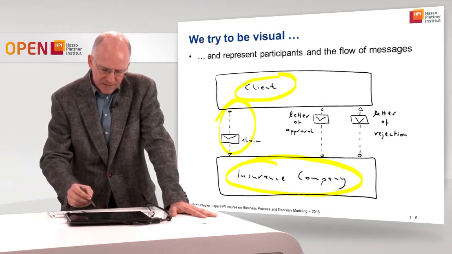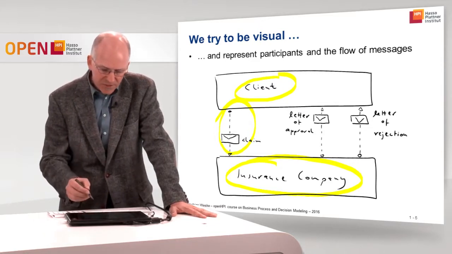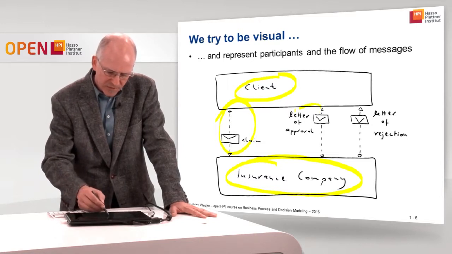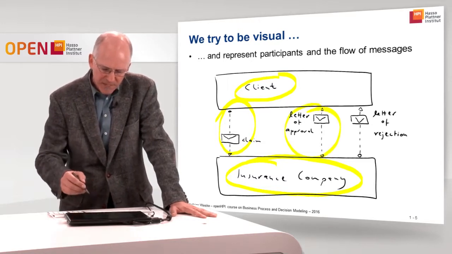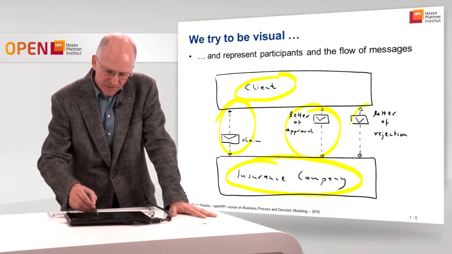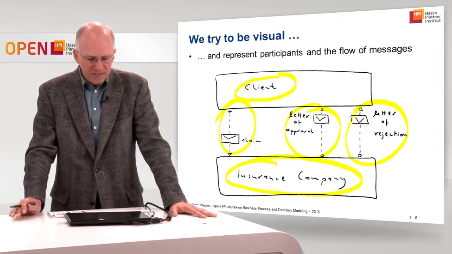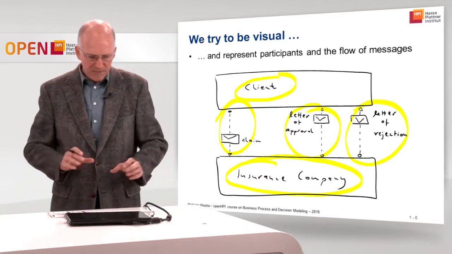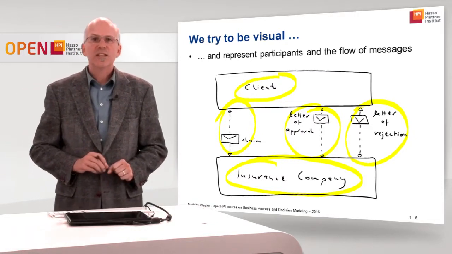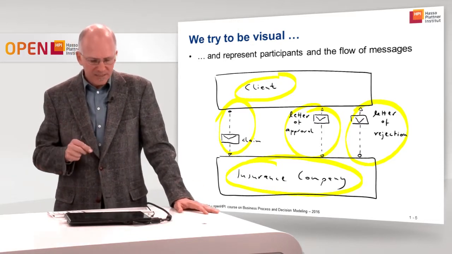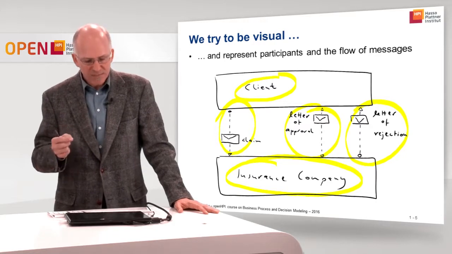And there are 2 additional messages. One is from the insurance company to the client, which is called letter of approval. So the letter of approval might be sent there, and also the letter of rejection is sent from the insurance company to the client. So this very simple visual representation shows quite well the parties that are involved and how these parties interact using messages.